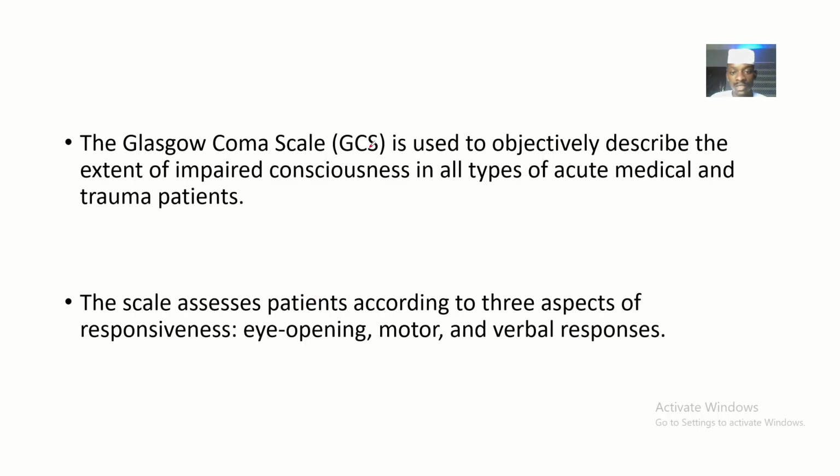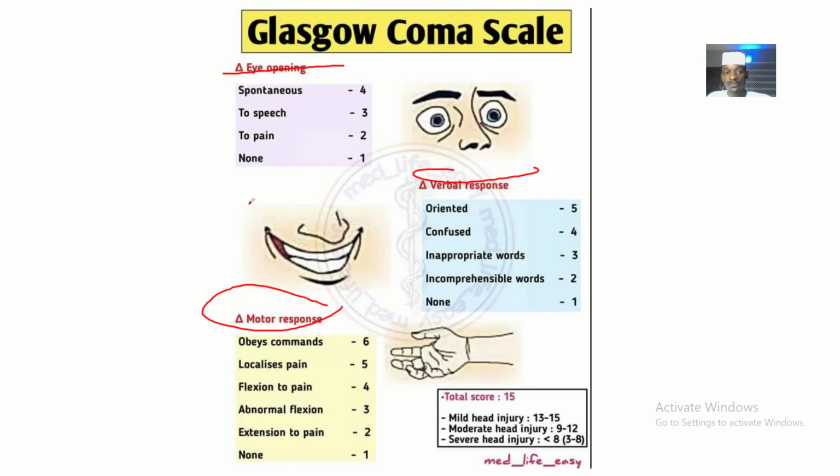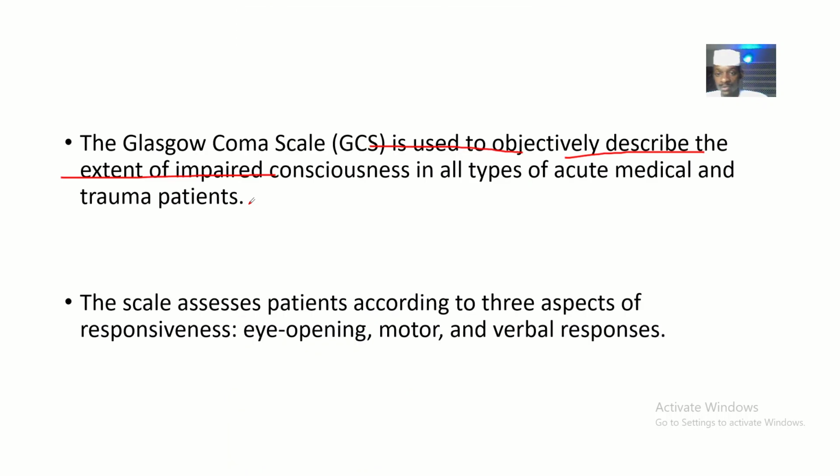The Glasgow Coma Scale is used to objectively describe the extent of impaired consciousness in all types of acute medical and trauma patients. If you have a trauma patient, maybe something happened to the brain or the nerves, and you want to test their level of consciousness, you use the Glasgow Coma Scale, checking their eye opening, verbal response, and motor response. So the scale assesses patients according to three aspects of responsiveness: eye opening, motor response, and verbal response.